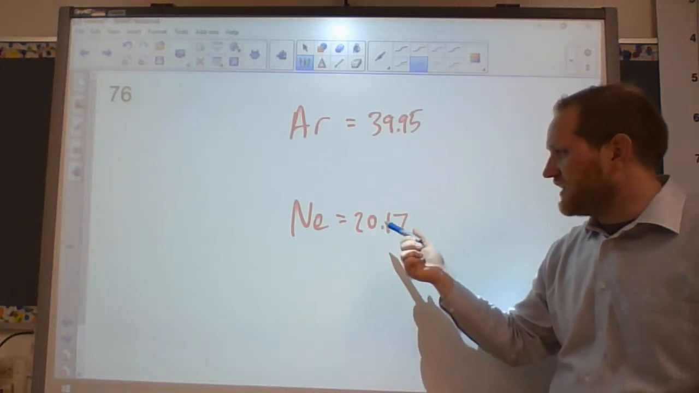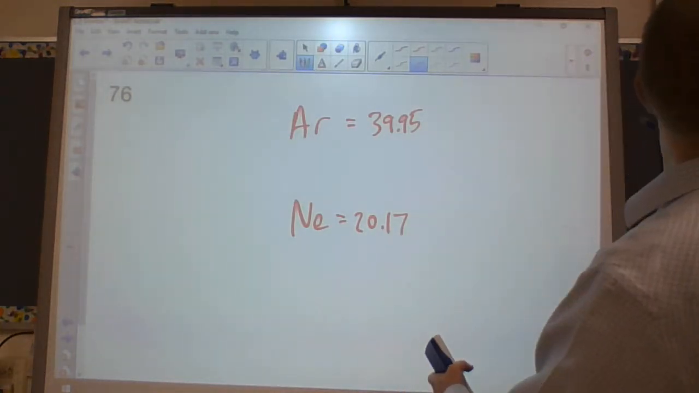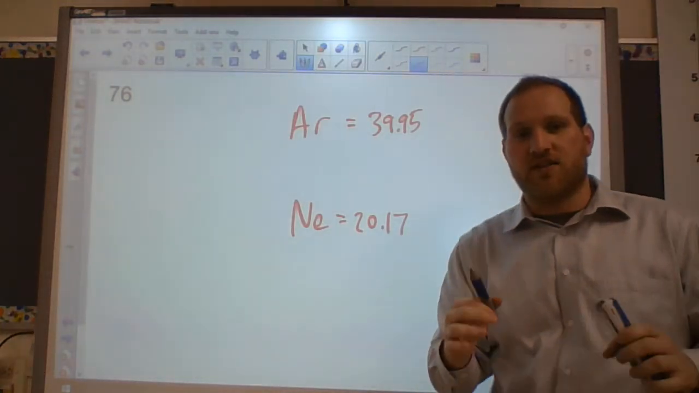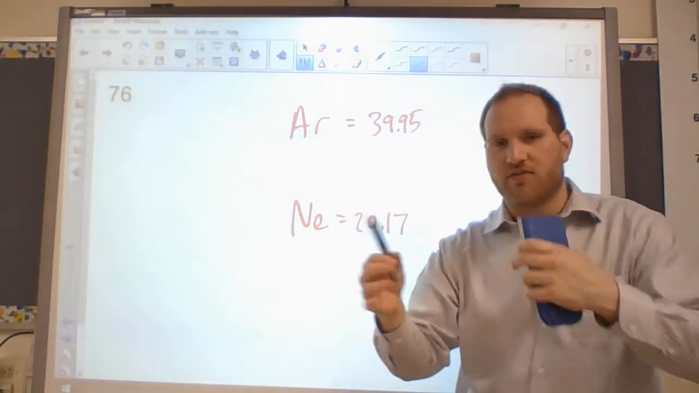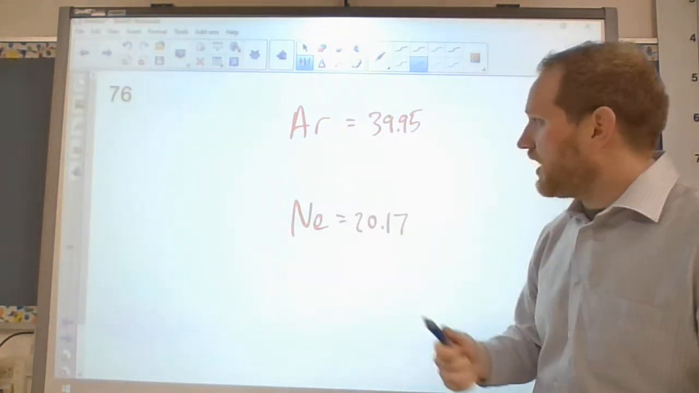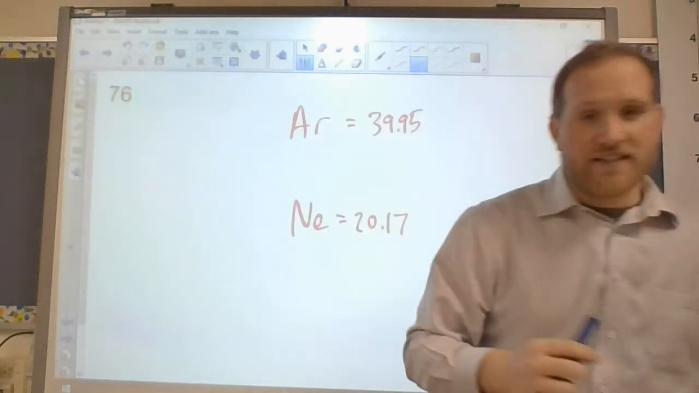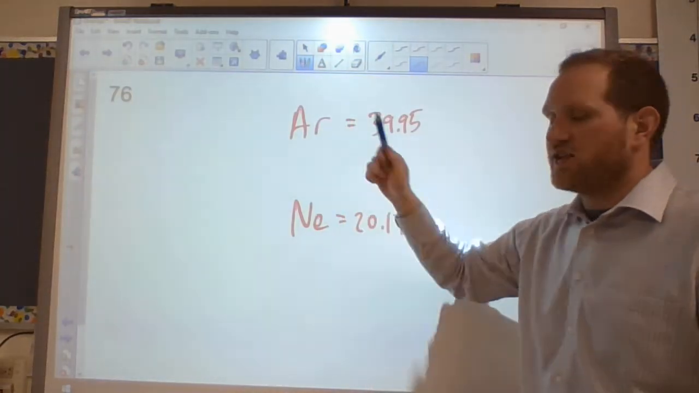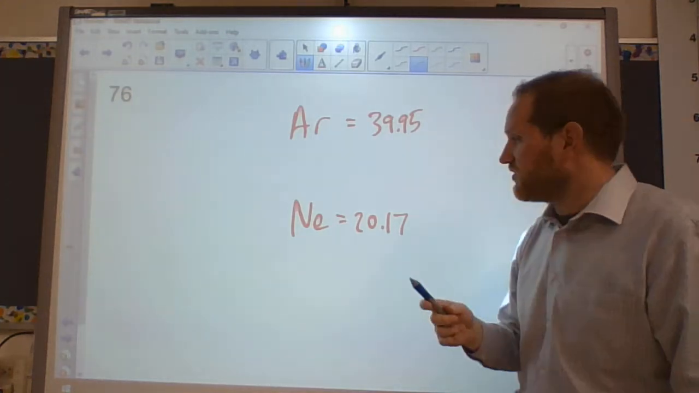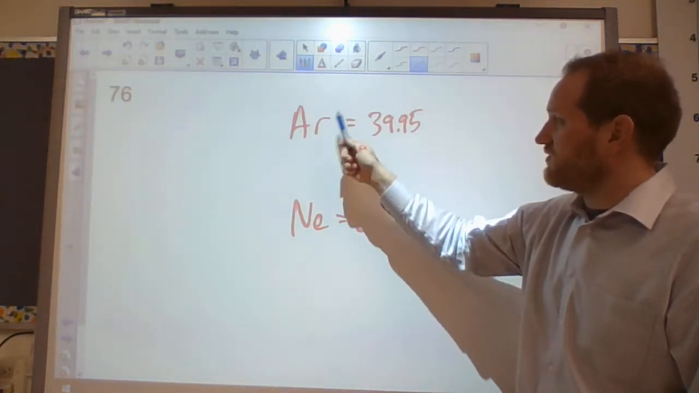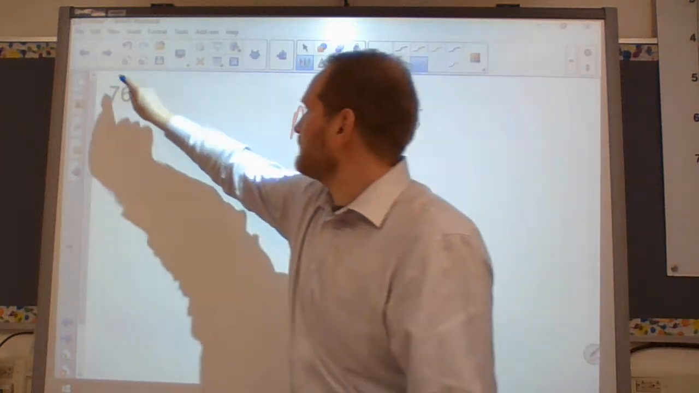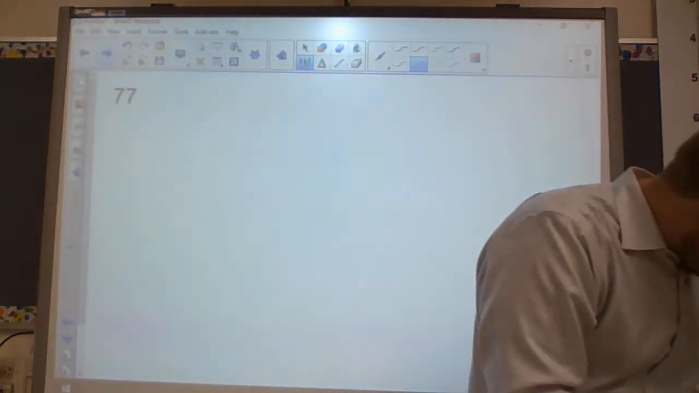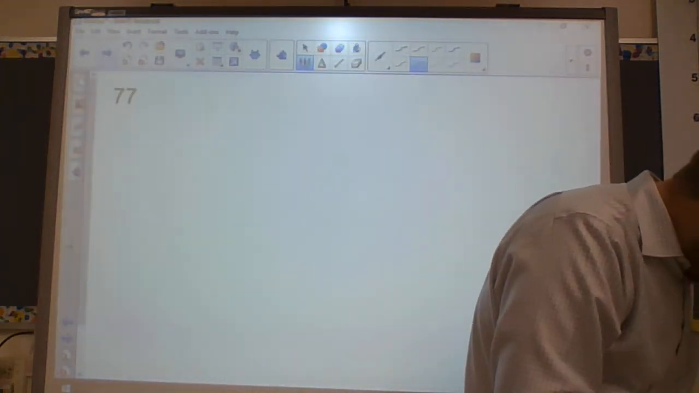The reason for this is neon's going to have 10 protons and 10 electrons that can shift from one side to the other to create that temporary dipole. Argon is going to have 18 protons, 18 electrons, which can shift. So because there are more protons and electrons temporarily shifting, that's going to create that stronger London dispersion force here compared to here. 77. All right, so we're categorizing bonds.